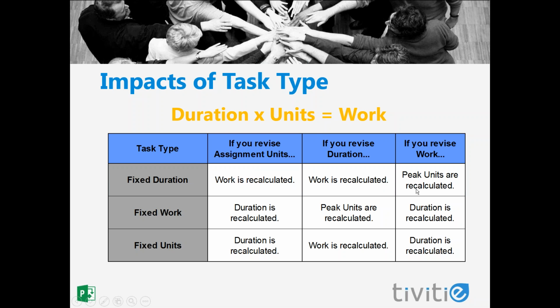So I'm not going to go through each of these. I'm actually going to do a demonstration in just a moment and we'll take a look at the differences. But just know that depending on the task type, when you make a change to one of the three items in the formula, Project is going to have to recalculate something else, and it's going to do that based on what task type you have assigned.